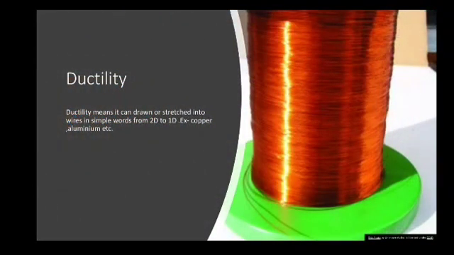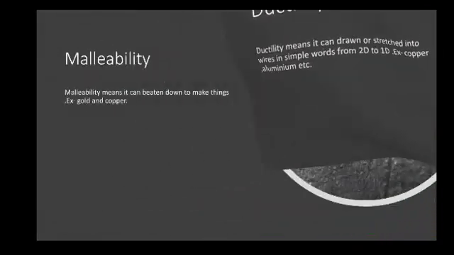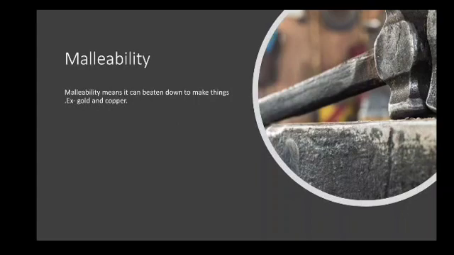So first is ductility. Ductility means it can be stretched into wires, or you can say from 2D to 1D. Examples are copper wires and aluminium wires also. Next is malleability. Malleability means it can be beaten down to make shapes. Examples are gold, copper, iron, etc.